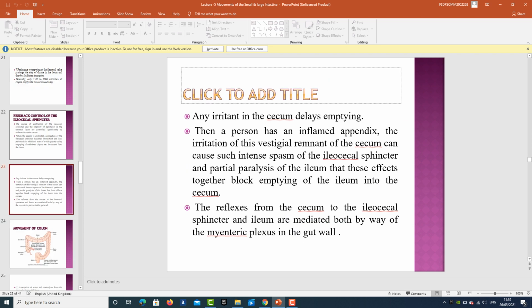Any irritant in the cecum delays emptying, as when a person has an inflamed appendix. The irritation of this vestigial remnant of the cecum can cause such intense spasm of the ileocecal sphincter and partial paralysis of the ileum that these effects together block the emptying into the cecum. The reflexes from the cecum to the ileocecal sphincter and ileum are mediated by way of the myenteric plexus in the gut.